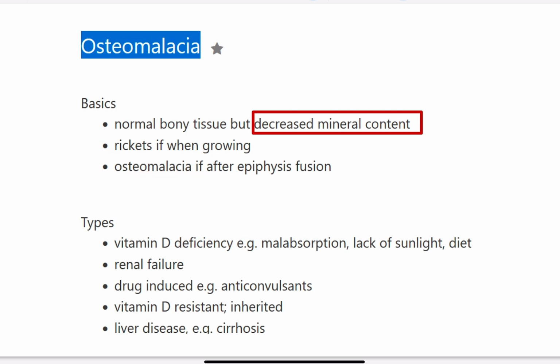The causes of osteomalacia are vitamin D deficiency. It occurs due to malabsorption, lack of sunlight, diet, renal failure, drug-induced causes such as anticonvulsants, vitamin D resistance such as inherited resistance to vitamin D, and also liver disease. So these are the causes of osteomalacia.